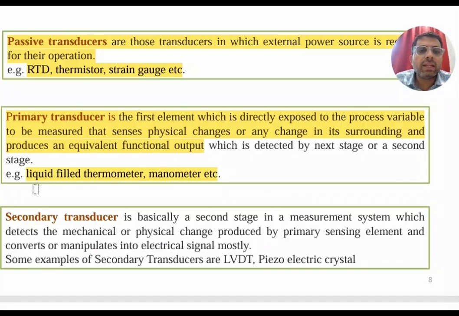What about secondary? Secondary transducer is basically the second stage in the measurement system which detects a mechanical or physical change produced by the primary sensing element and converts or manipulates it into an electrical signal. So this is called a secondary transducer. Some examples are the LVDT and piezoelectric crystal.